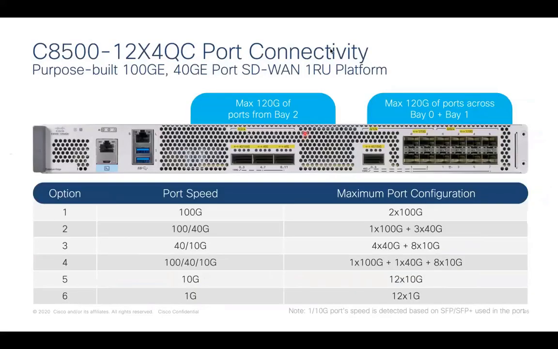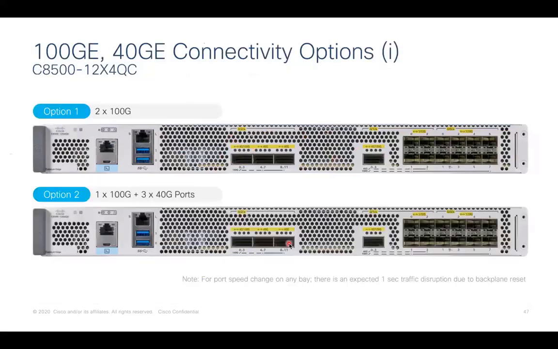To look into that more, you have to understand that the 240 Gbps of QFP capacity port aggregation is divided into 2 buckets. We have 120 Gbps of port aggregation possible via Bay 0 and Bay 1 together. 120 Gbps of remaining port aggregation capacity is on Bay 2. This is how we get 6 different ways in which this platform can be consumed, or the front panel ports can be consumed. Let's look at that more pictorially.